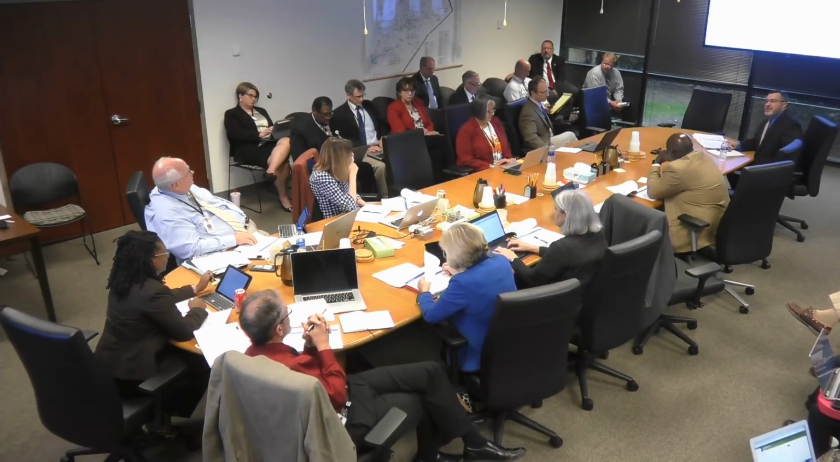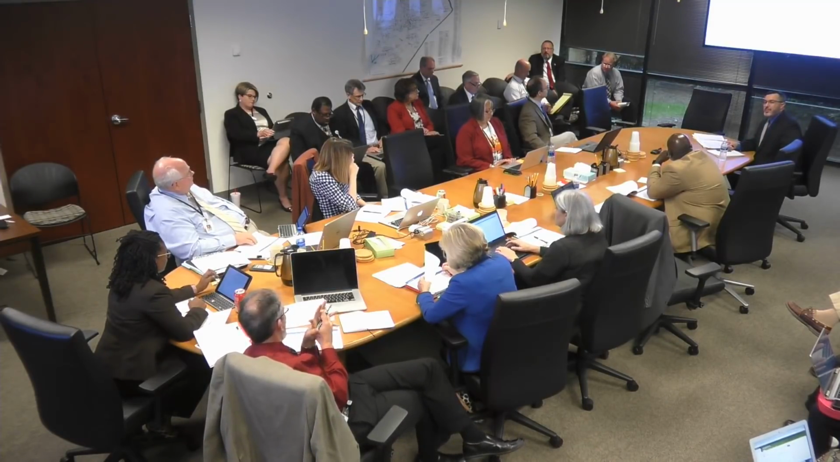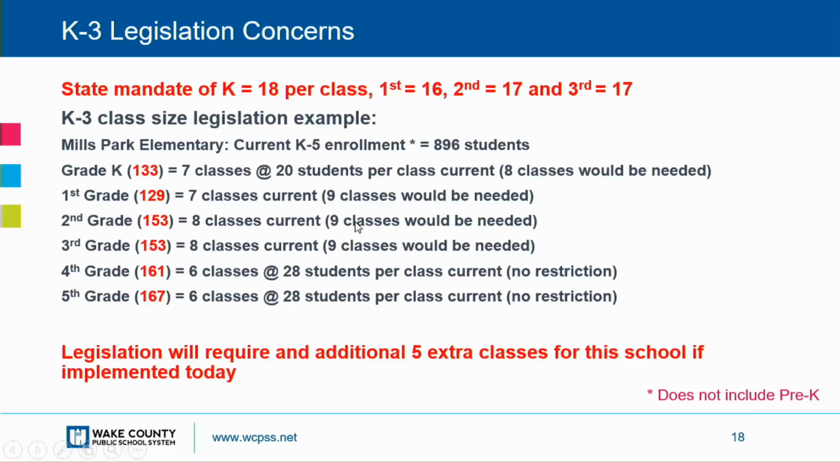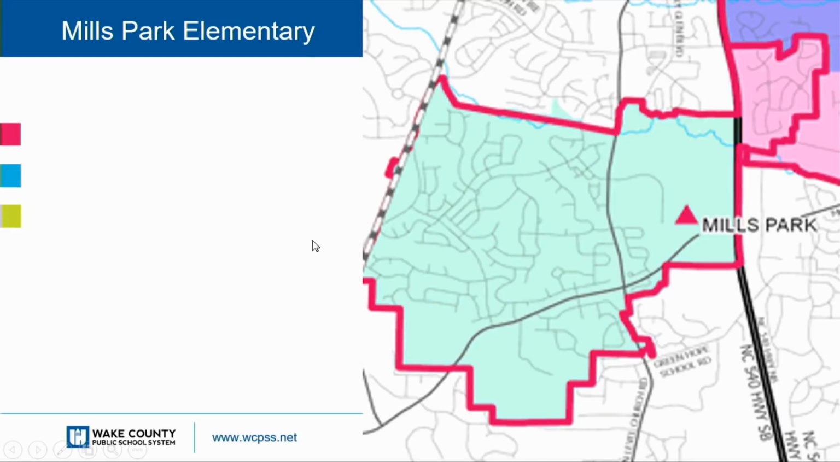So this is a slide that we had from draft 2. Wanted to bring it up again. Again, this is an example of Mills Park Elementary. If we had to implement the K-3 class size legislation today, we would need 5 additional classes just to accommodate the students that are at the school today. So Mills Park Elementary, I have a map, and I don't know if you guys want to go through the maps now, but this is somewhat of a map I can talk about.